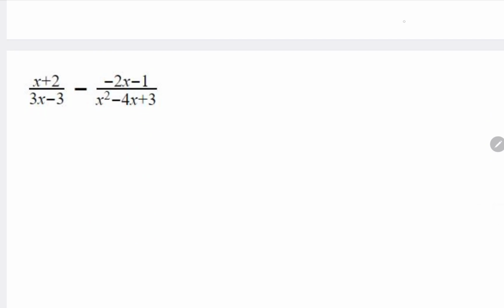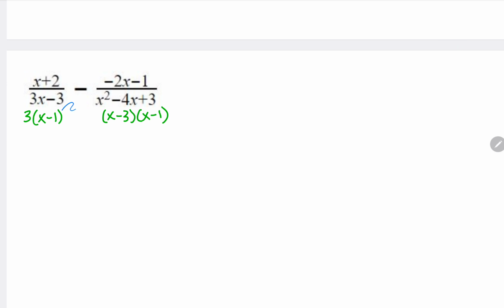Here's our first subtraction problem. We pretty much do the exact same thing with subtraction. You just have to be a little bit more careful at the end. When you combine like terms, we need to distribute that subtraction sign. So first things first, we get a common denominator.